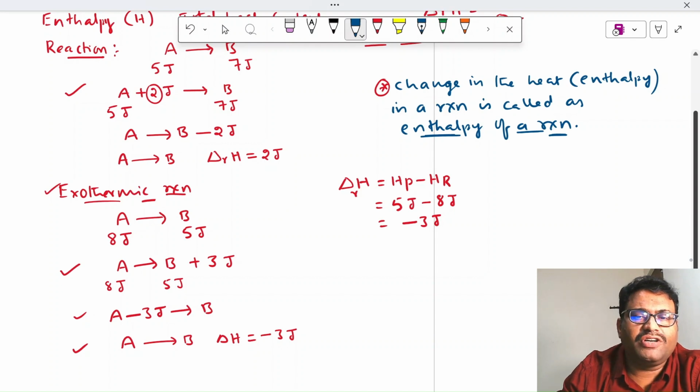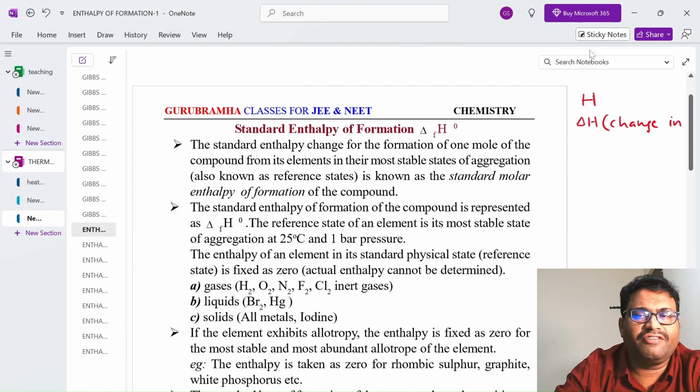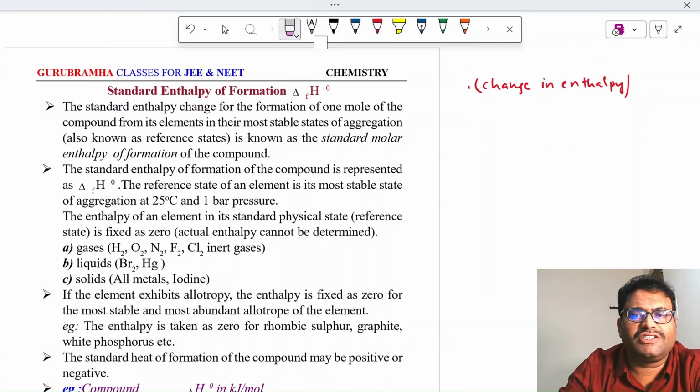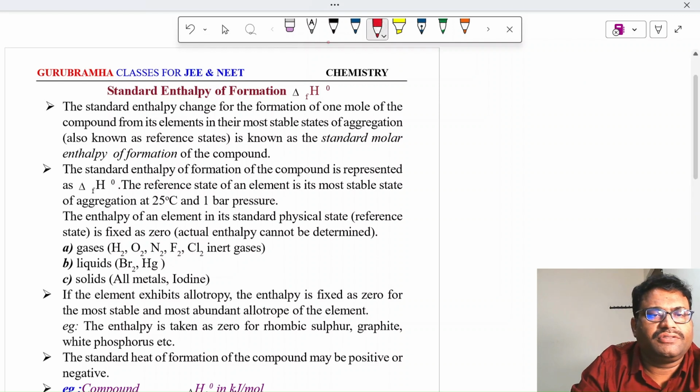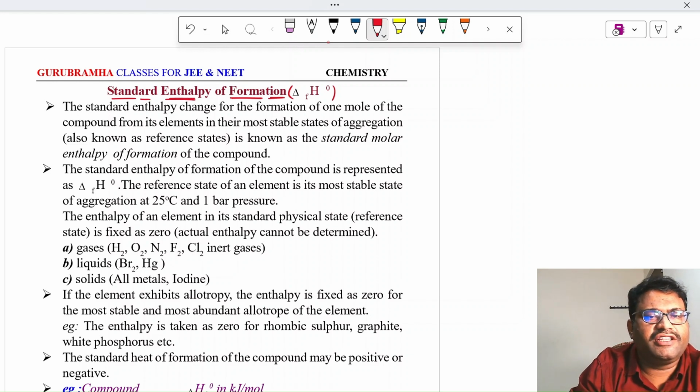So we are speaking about the types of enthalpies. Among these types of enthalpies of a reaction, today we are speaking about enthalpy of formation. What is that? Enthalpy of formation. Let us see. Standard enthalpy of formation. The name formation already represents that something is formed. Here it is mentioned standard enthalpy of formation.